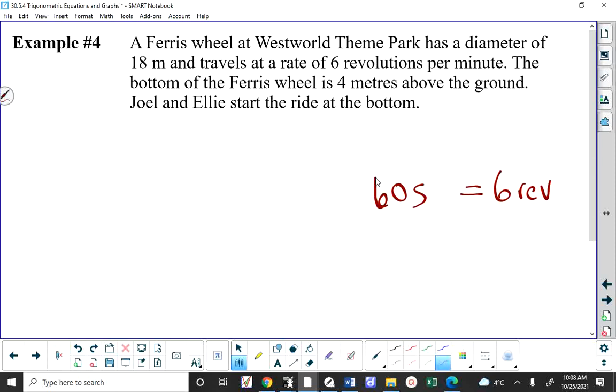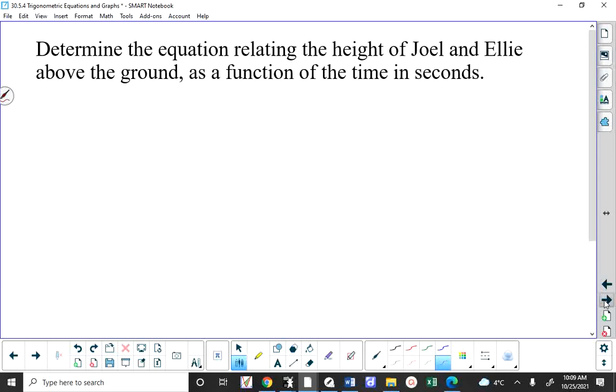The diameter is 18 meters, and the bottom of the Ferris wheel is 4 meters above the ground. So you climb upstairs, you get in the bottom cart, they start. Joel and Ellie start the ride at the bottom. So they get on at the bottom, and then the thing starts turning. Turns around and around and around. And what we are asked to do is come up with an equation that we could use to find Joel and Ellie's height above the ground at any point in time, which seems like an impossible task.